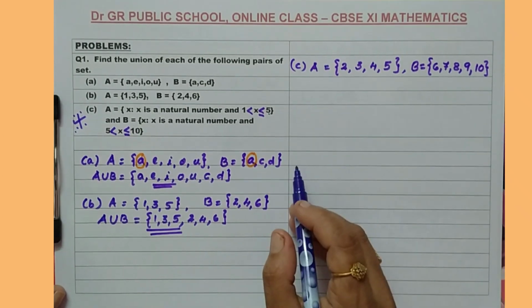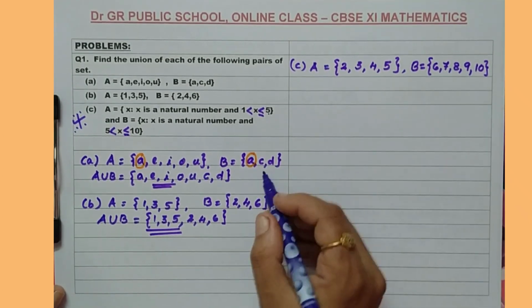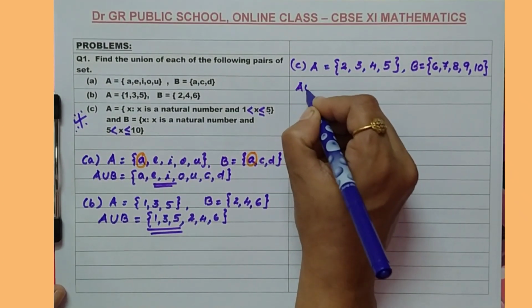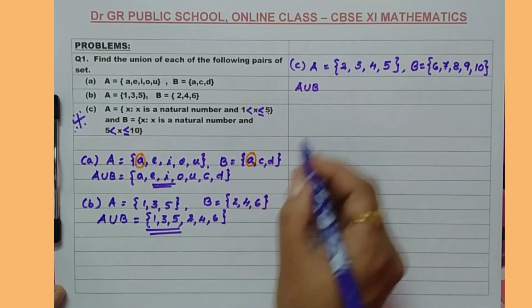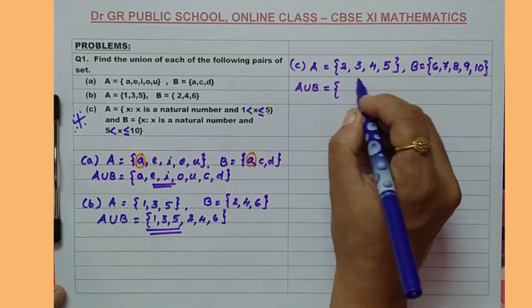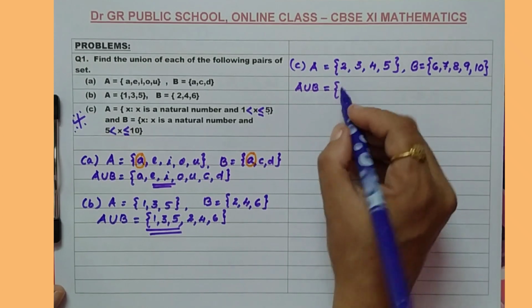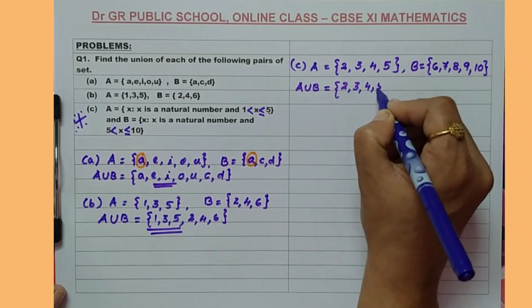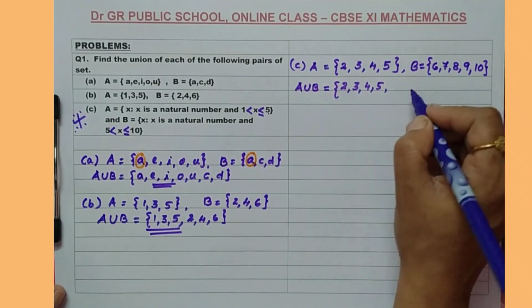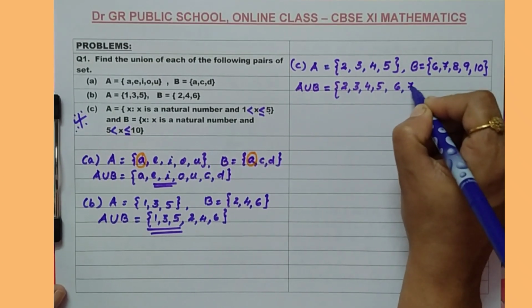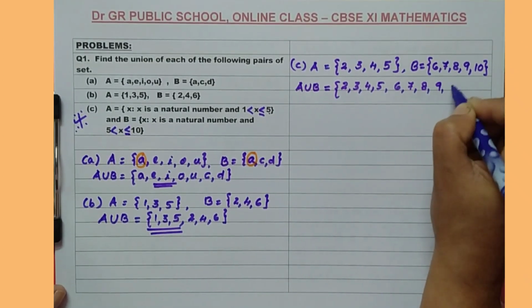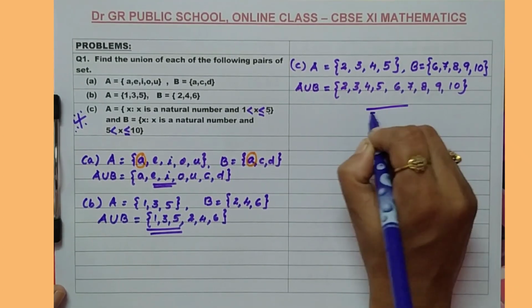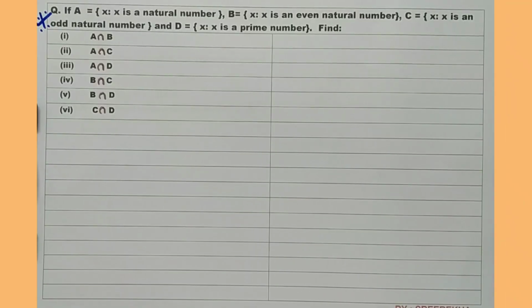So these are the elements 2, 3, 4, 5 and 6, 7, 8, 9, 10. Now you are asked to find the union of these two sets, A union B. A union B equals, at first you need to check: anything in common? No. So at first write the elements of A, 2, 3, 4, 5, and then the elements of B, 6, 7, 8, 9 and 10. So this is the answer of this question.